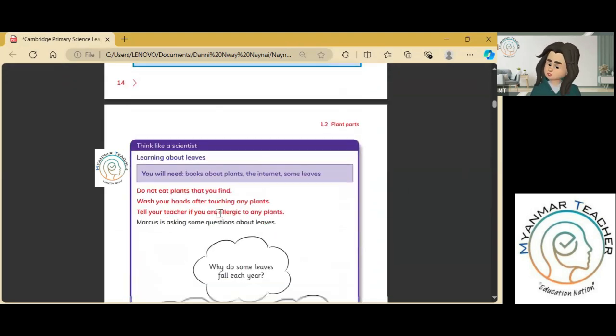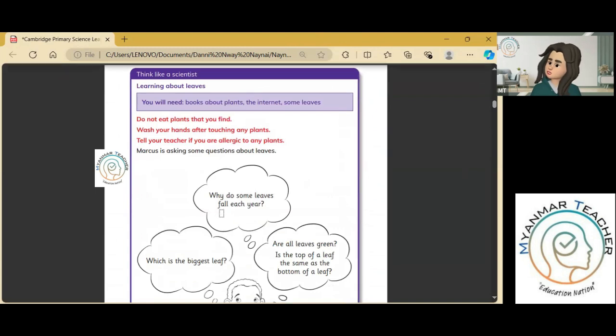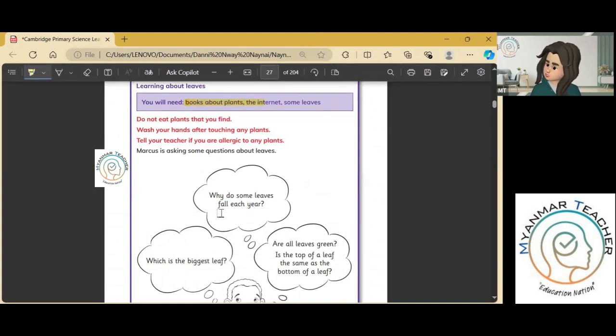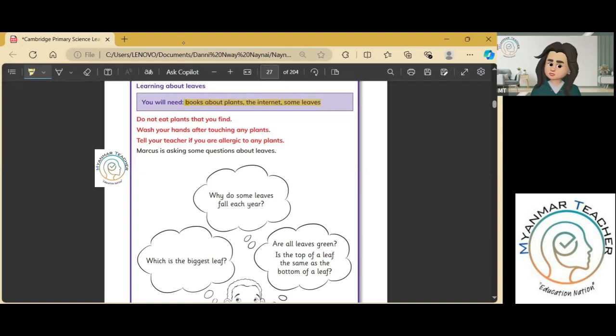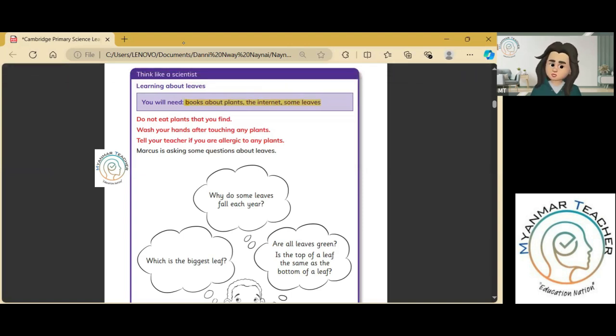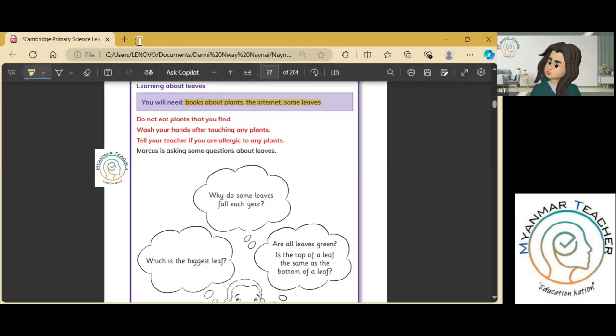And here are some questions. You need a book about plants, the internet, and some leaves. If you don't have a book about plants, that's okay. You can use the internet. You can Google it. It will be fine. And some leaves. Do not eat the plants you find. Wash your hands after touching any plants. Tell your teacher if you're allergic to any plants. But you can tell your parents if you are allergic.